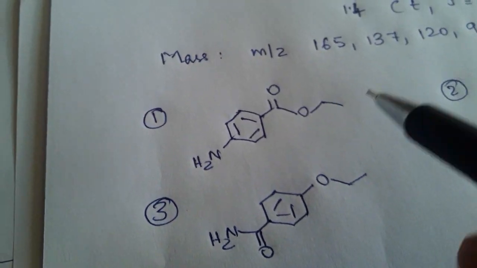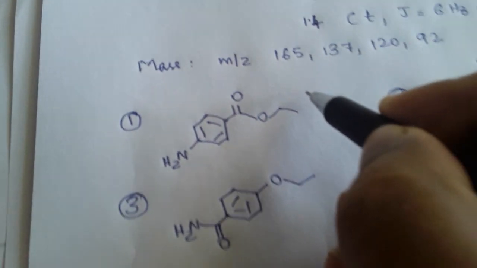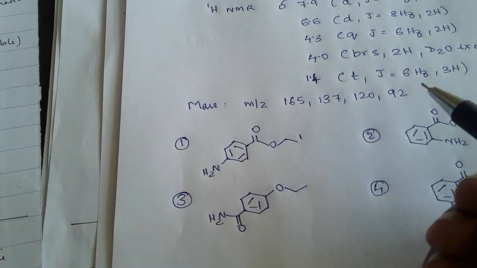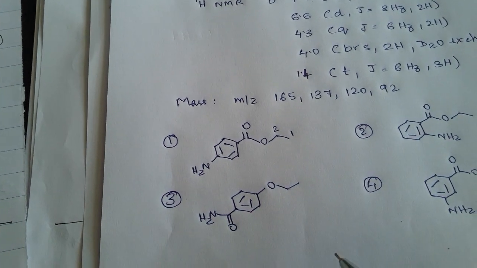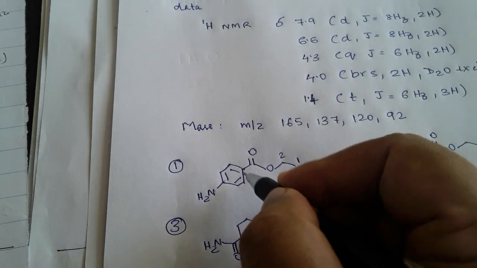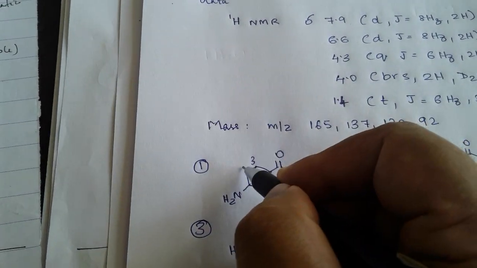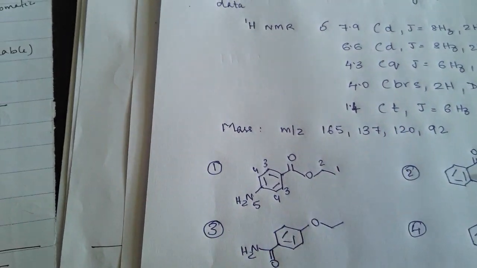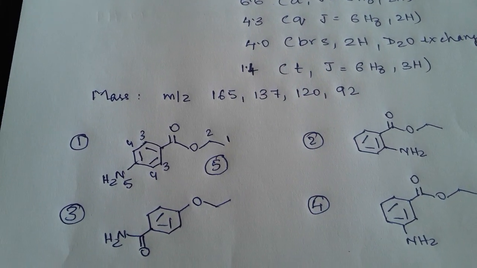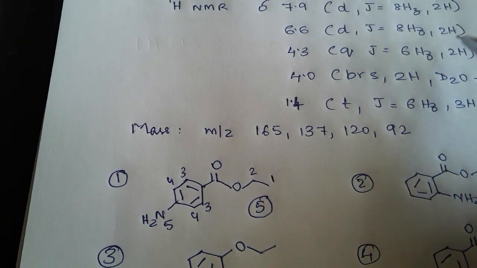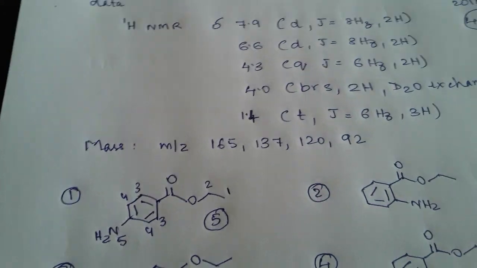For compound 1, this is the first type of proton, then the second type of proton there, then 3 there, the third type, 4 there, and obviously 5. So overall there are going to be 5 signals for this particular compound. That matches the NMR data given, which has 5 signals, so that matches pretty well.